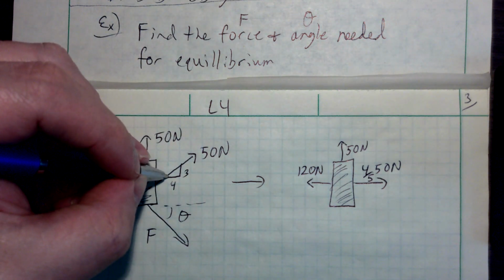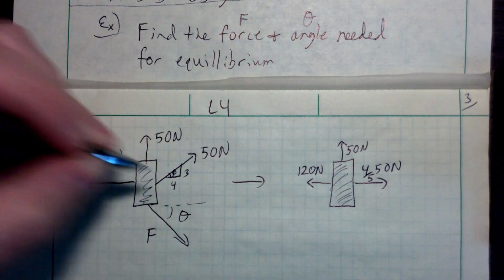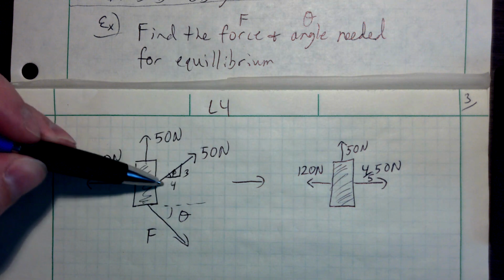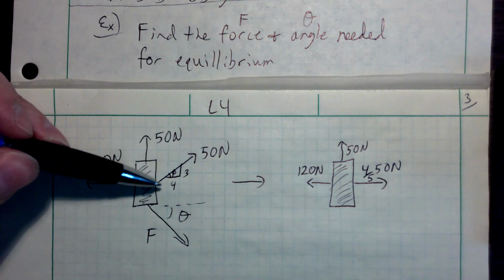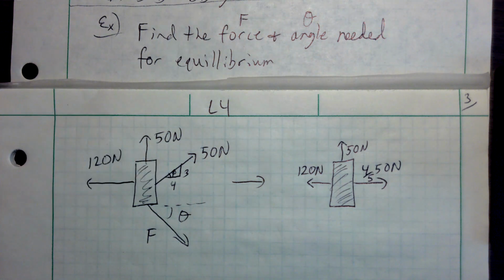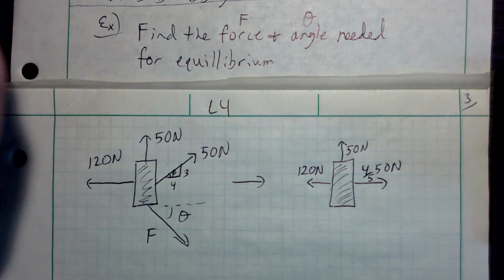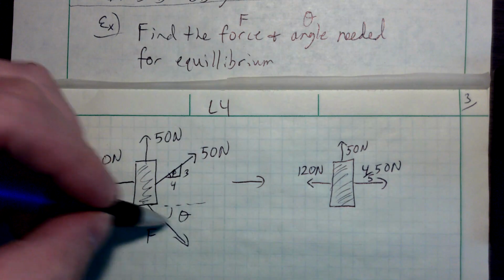The other way you can think about it is if we had an angle here, we might call it phi. I know it's a little too small to see. But if I had an angle phi here, the cosine of this angle phi would be 4/5. And the cosine of this angle would be what's in the x direction. So 4/5 of 50 newtons in the positive x direction from this force. Also in the positive x direction, we have F times the cosine of theta.